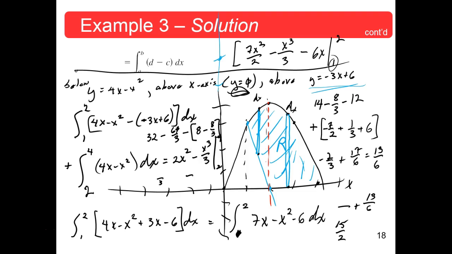When you need to split it into two, either horizontally simple areas or vertically simple regions. And this did quite nicely in the two vertically simple regions. All right. That finishes 14.1.